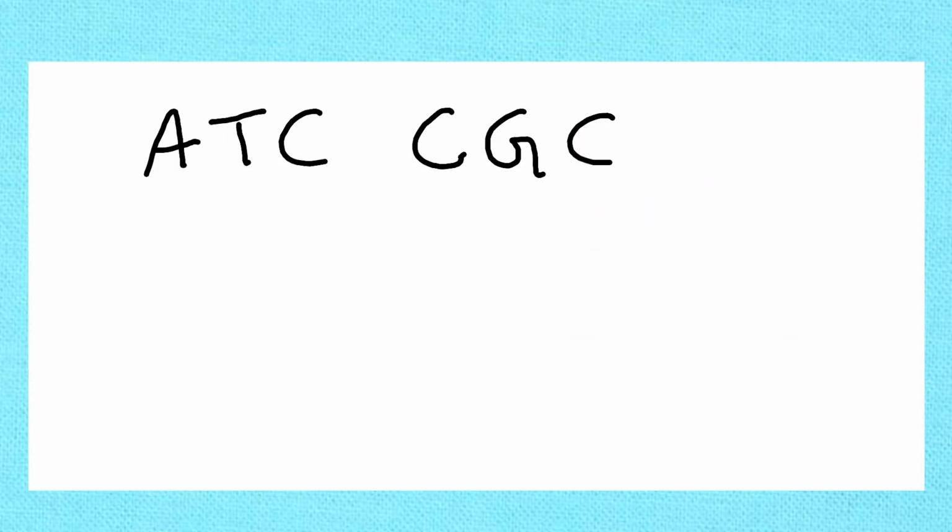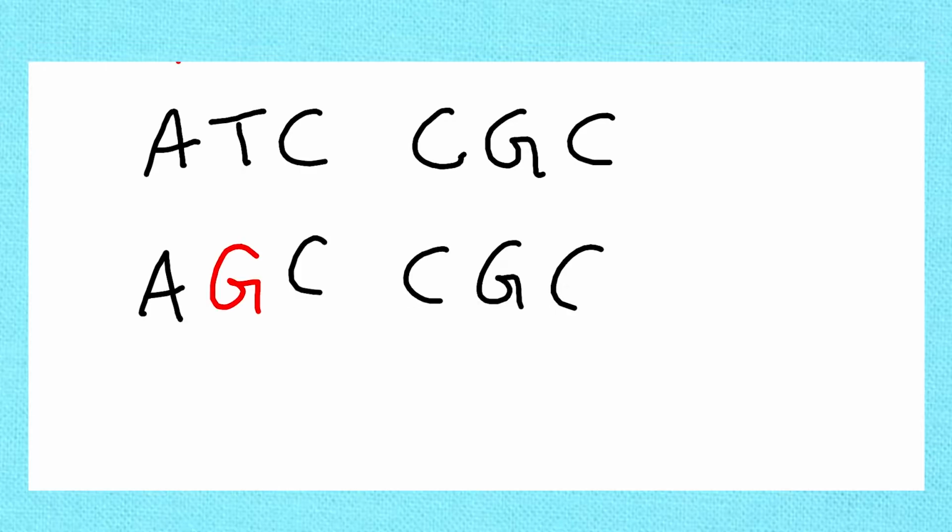Here are 2 codons, ATC and CGC. If I were to do a substitution, I've switched out the T for a G. So my mutation occurs right here. I've only done 1 base. Notice I still have 6 bases in the first one and 6 in the second. I haven't added or deleted any bases or nucleotides. I still have the same number. So I must have just switched one out if I'm getting something different.